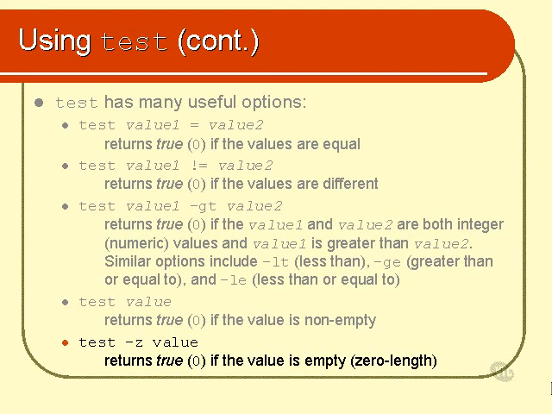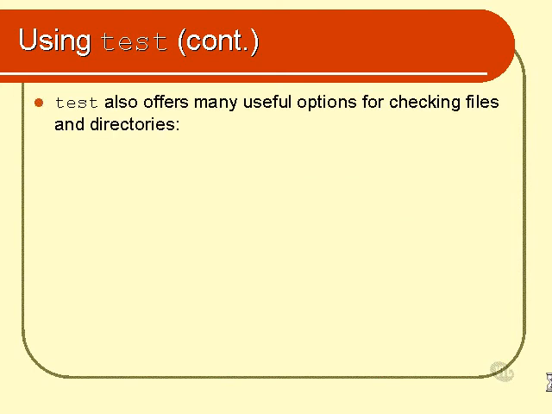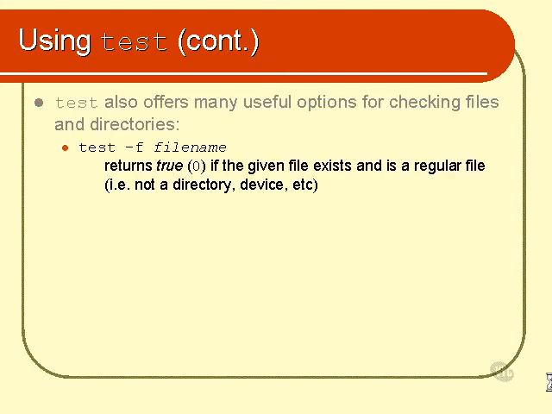We also have some other options that can be used with test, and they really have nothing to do with variables per se. They have to do with files and directories. So let's have a look at those. We've got test minus F. Notice that the minus F is the first parameter to test. Now this returns true if the file that you specified exists and is a regular file. In other words, it's not a directory or a device or something like that.